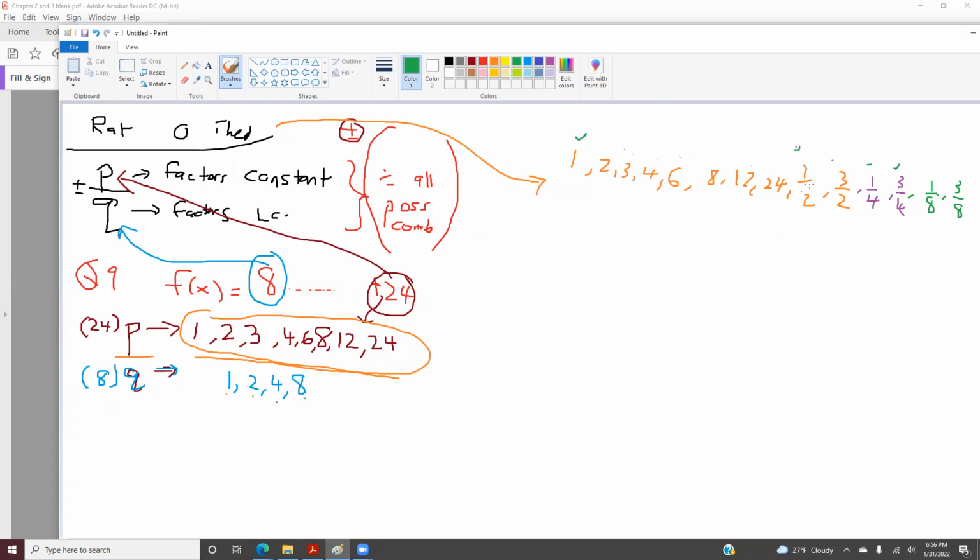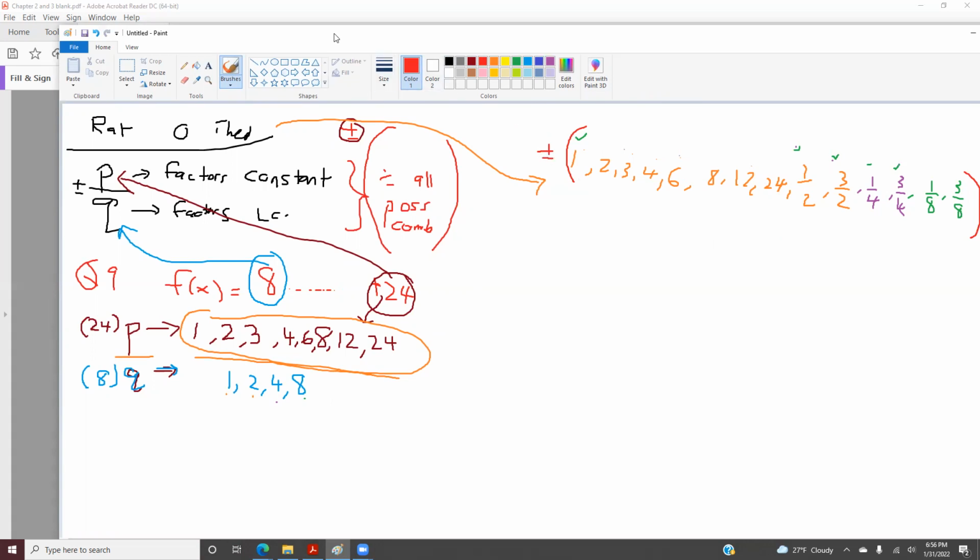Is 12 over 8 3/2? Right? 12 over 8 is 3/2, which we already have, so we do not need that. And then 24 over 8 is what? The 3. So we have that. So in this case, these are the possible zeros. So don't forget to give plus and minuses to this. Okay.